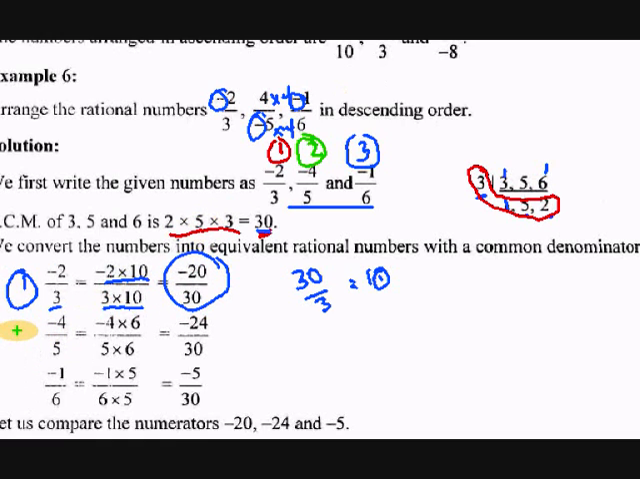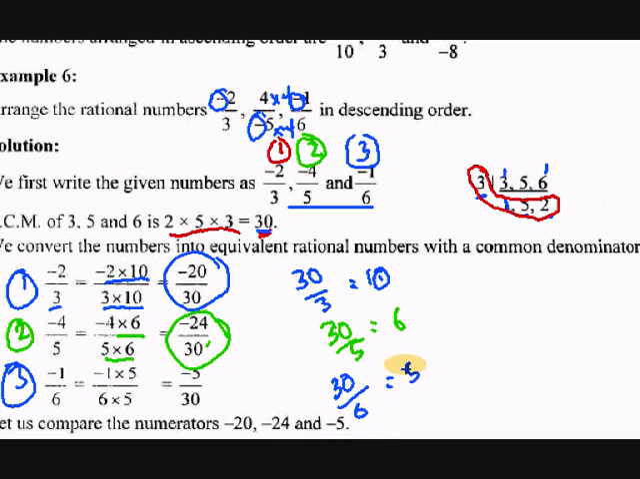Then we take the second fraction, -4 by 5. So 30 divided by 5 is equal to 6. Multiply 6 on the numerator and on the denominator. So we get -24 by 30 as the second one. Third is what? Here is the third one, -1 by 6. So 30 divided by 6 is equal to 5. Multiplying 5 on the top and bottom, we get -5 by 30.